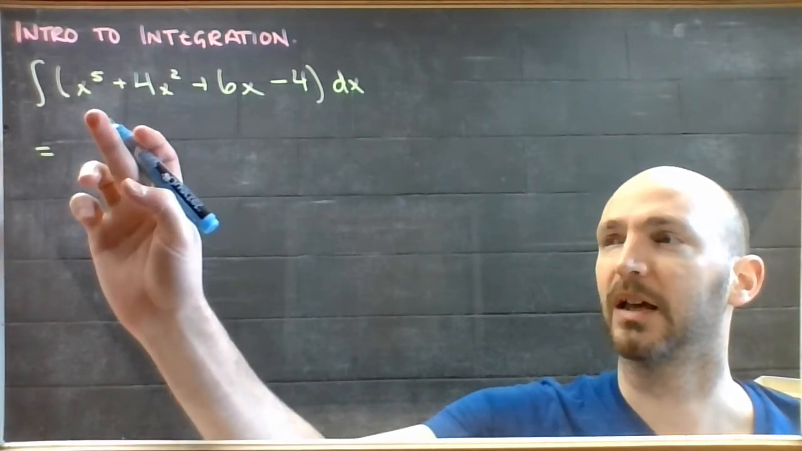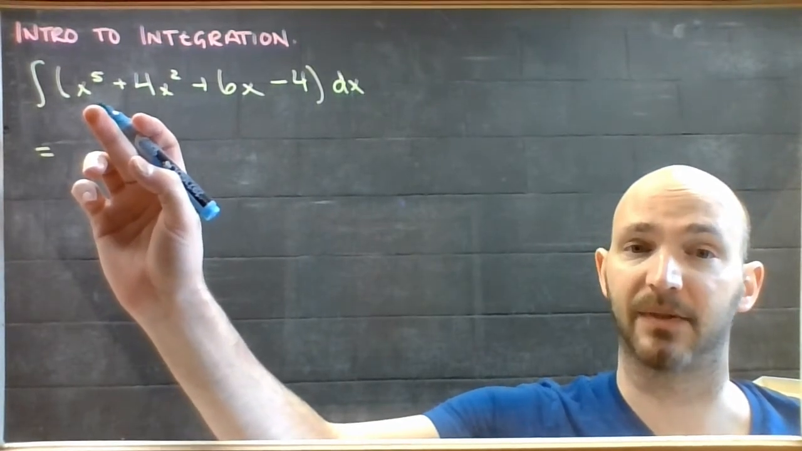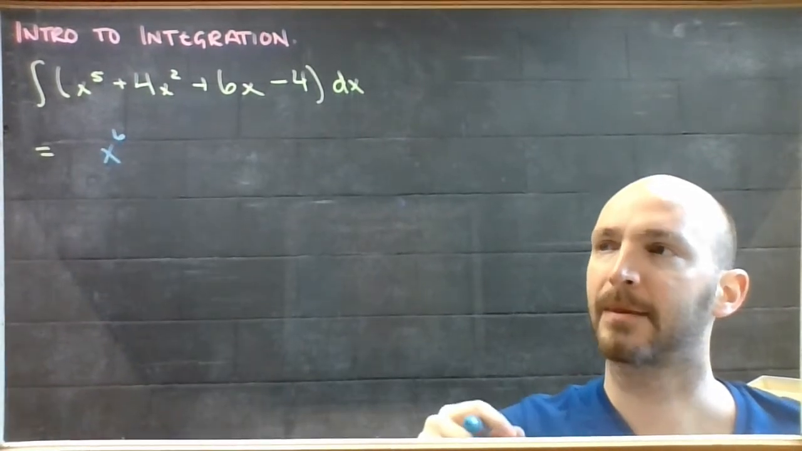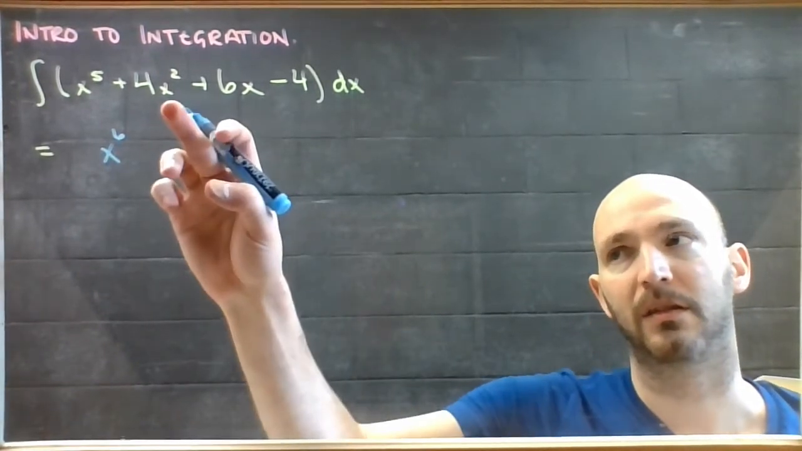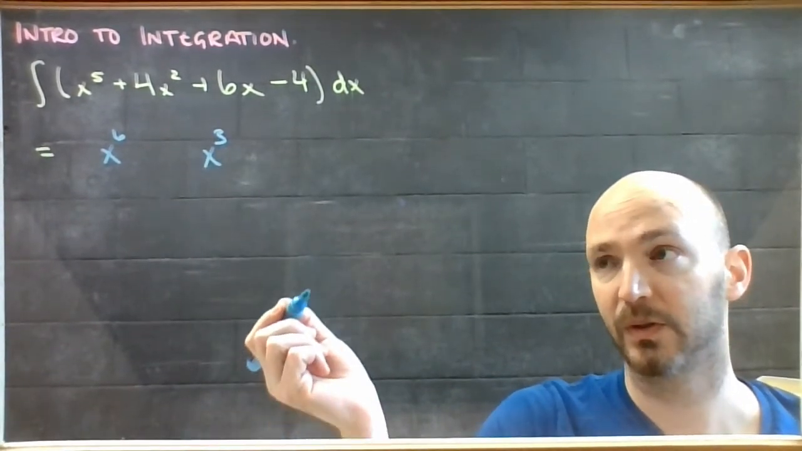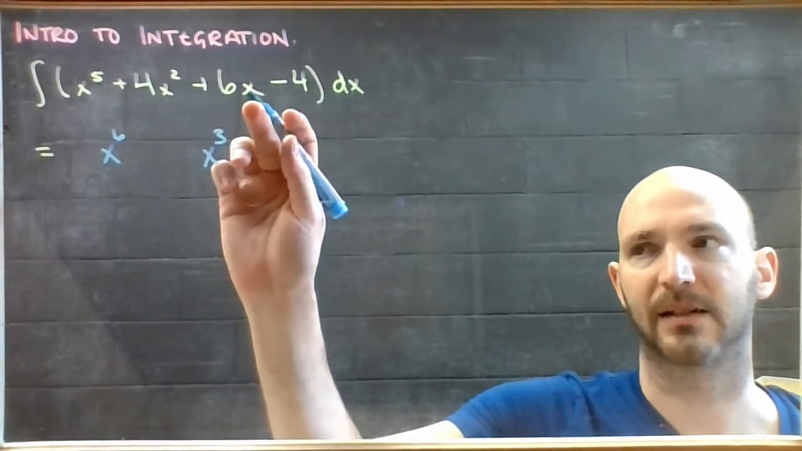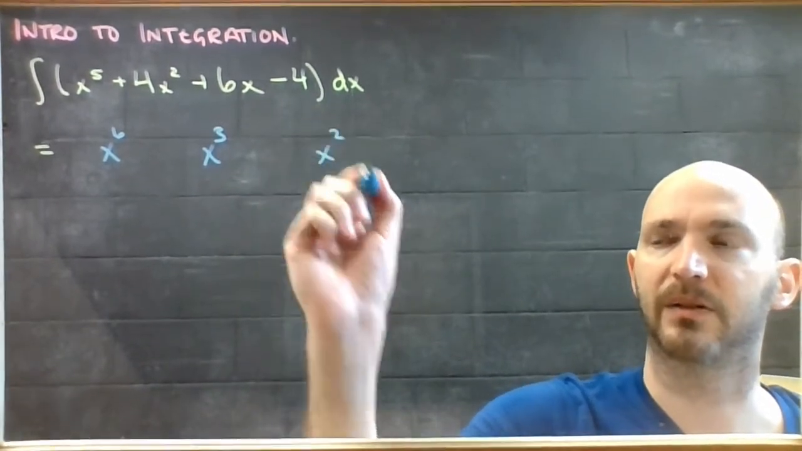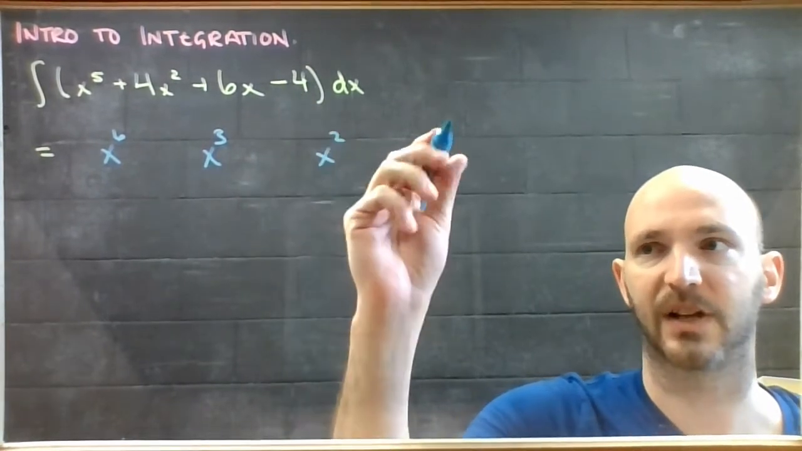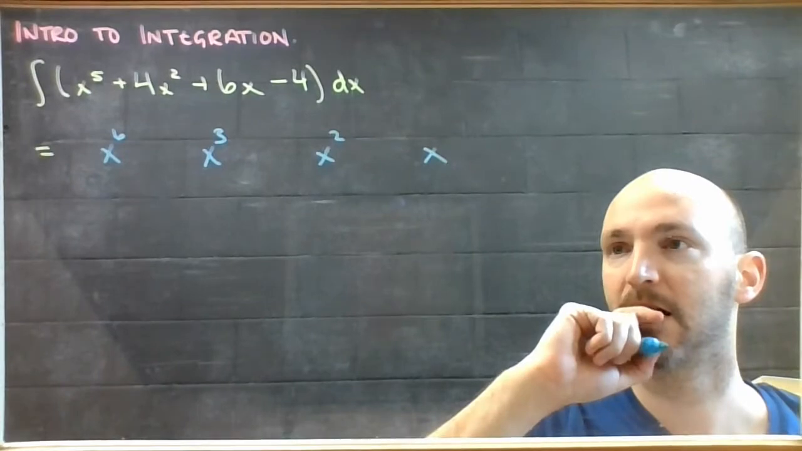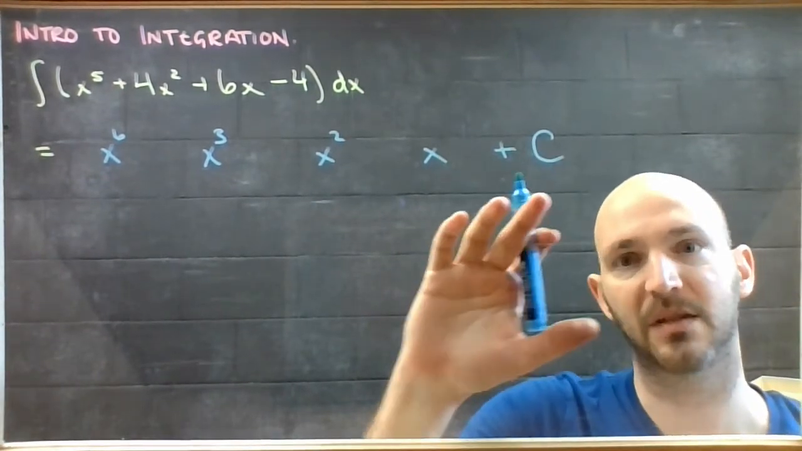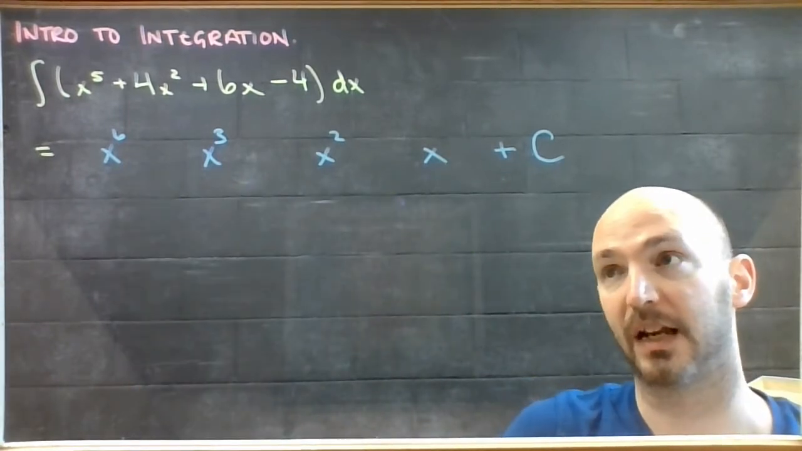So if I was trying to generate an x to the 5 as my derivative, x to the 5's only come from x to the 6's. To generate an x squared, I need to have come from an x cubed. To come from an x, I needed to come from an x squared. To come to a number with no x attached, I had to have come from an x. And then there'll be any number of constants attached at the back. So this is the basic scaffolding for the integral I'm trying to solve.